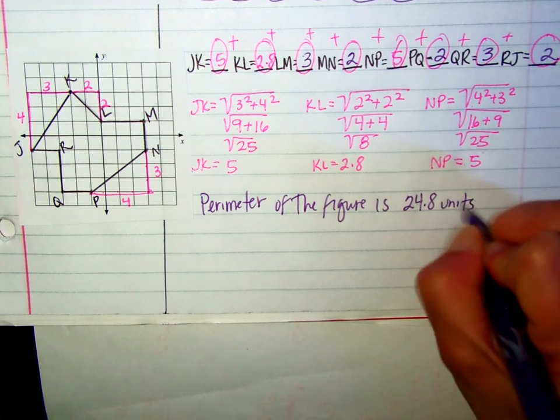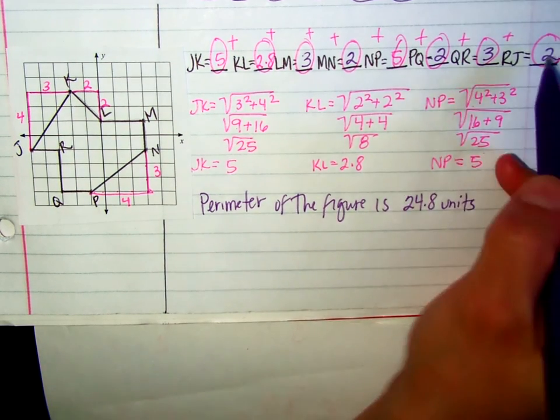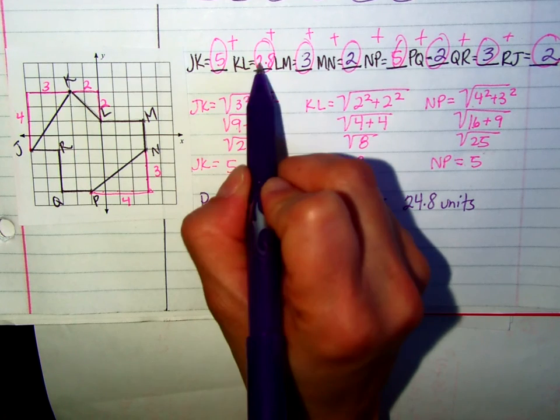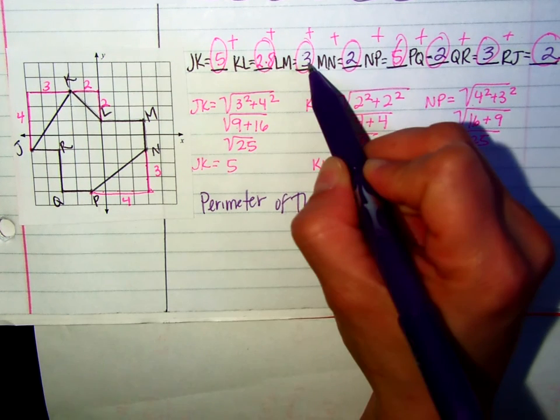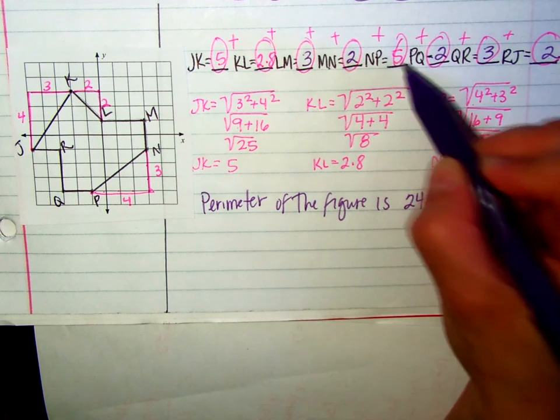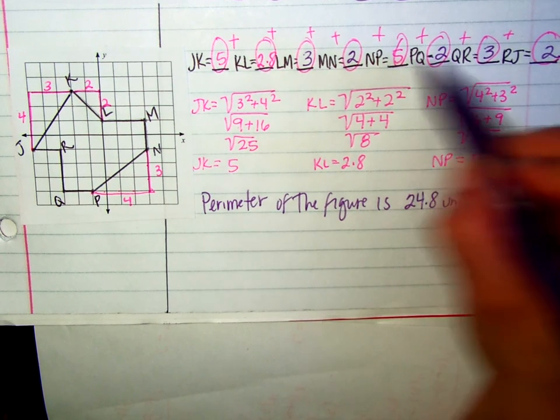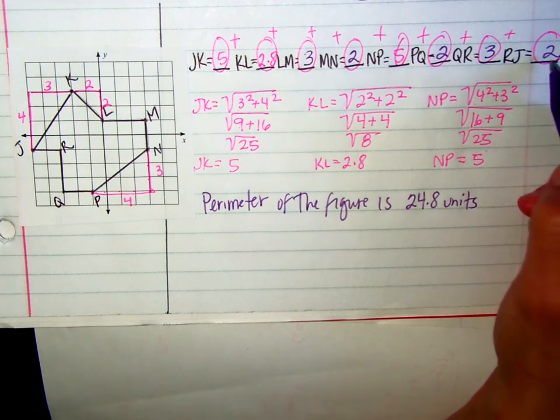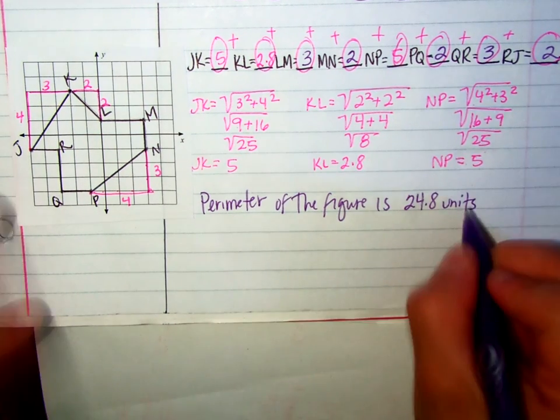I'm going to do it one more time just to be safe. So we go 2 plus 5 plus 2 is 7, plus 3 is 10, 12, 17, 19, 22, 24.8. There you go.